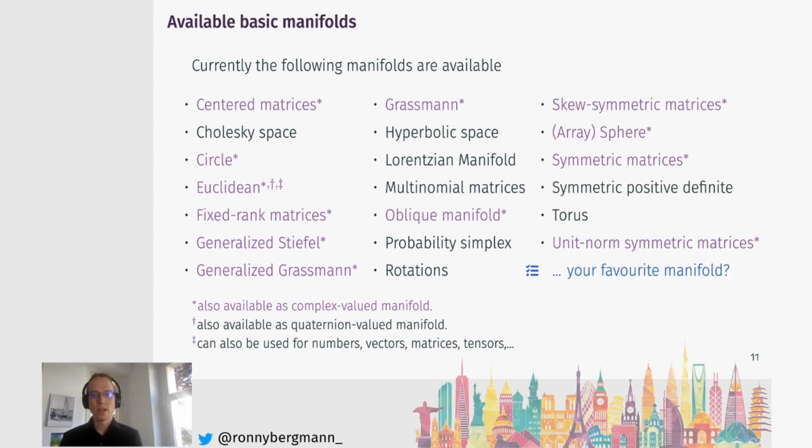And the third to last one in the list is, for example, symmetric positive definite matrices, or the sphere that even works for unit norm arrays. So then you have to take the Frobenius norm, of course, but also for the complex valued case, we have that available. And maybe also your favorite manifold. So with that, let's get into another application.